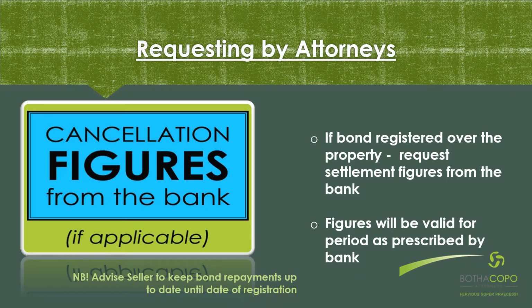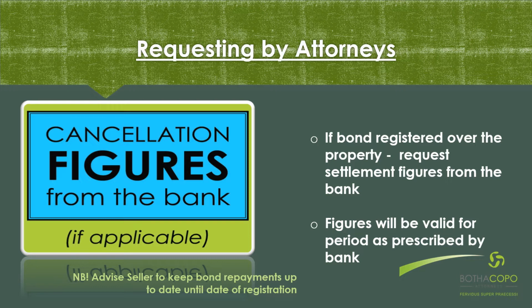Okay, requesting by the attorneys. If a bond is registered over the property, we request the settlement figures from the bank, also known as the cancellation figures, to know what payments are still due and payable to the bank in regard to the bond repayments.